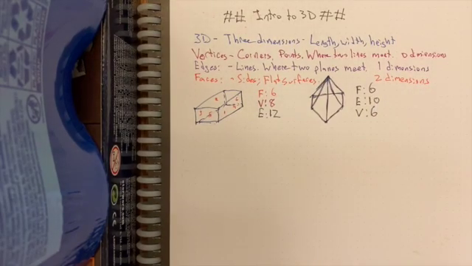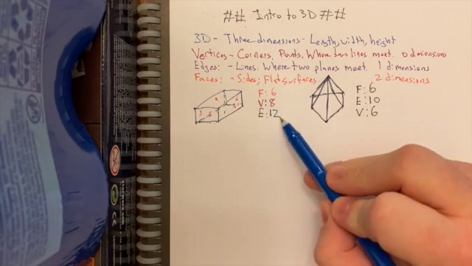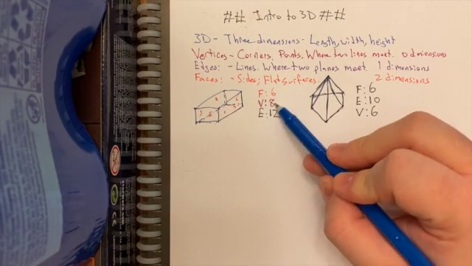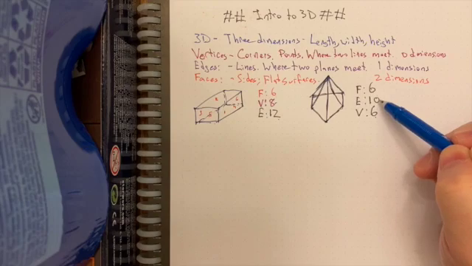So, usually we would do this for a little while, and then I would ask you to see if you figure out what the pattern is. If you do 6 plus 8, 14. Subtract 2, you get 12. If you do 6 plus 6, you get 12. Subtract 2, you get 10.